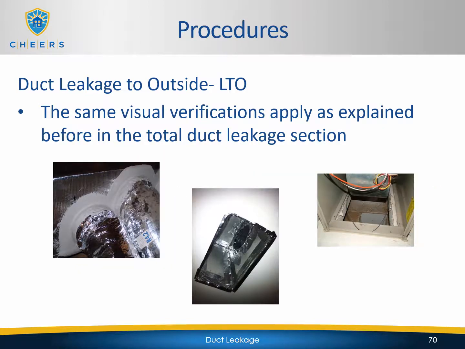Keep in mind that with the duct leakage to outside, the same visual verifications apply as explained before in the total duct leakage section. So even though the test method changes, these visual verifications don't, and they still have to be applied.